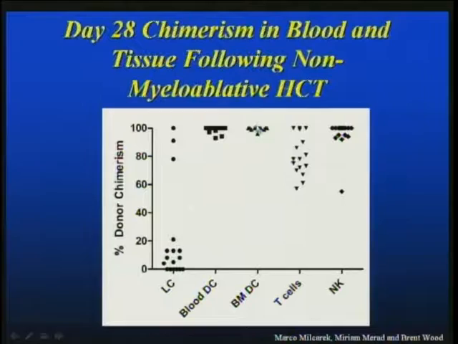And essentially what you see is that these patients engrafted perfectly in the blood and the bone marrow as far as the DCs were concerned by day 28. However, if you look at their Langerhans cells, which are the dendritic cells in the skin, very few of them had engrafted at all. Most of them had barely any engraftment. So it's not a given that if you have engraftment in a particular subset in one compartment of the body, you'd have equivalent amounts of engraftment in other compartments. So that's another caveat that one has to keep in mind.